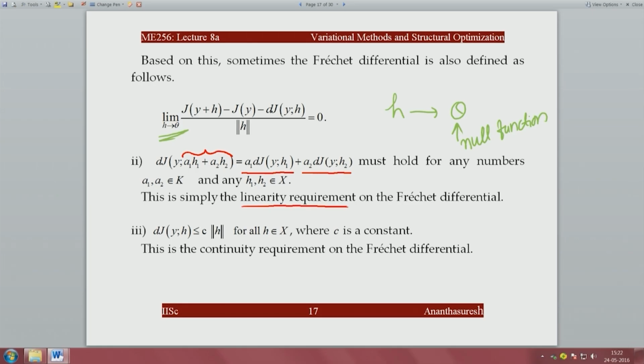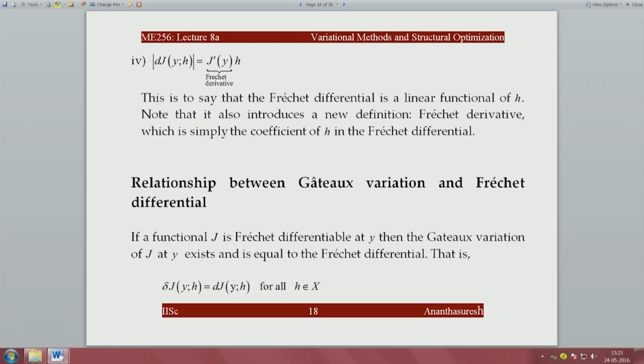And there is this continuity requirement also. How do you define continuity of a function for a functional? We say that for the functional, the differential dJ is less than or equal to c times the norm of the arbitrary function h of x. If such a c exists, then we say the Fréchet differential satisfies the continuity requirement. So, basically there is a parallel to the normal gradient that we defined; that same thing we can do for the Fréchet differential and Gateaux variation. There is another little term called the Fréchet derivative.